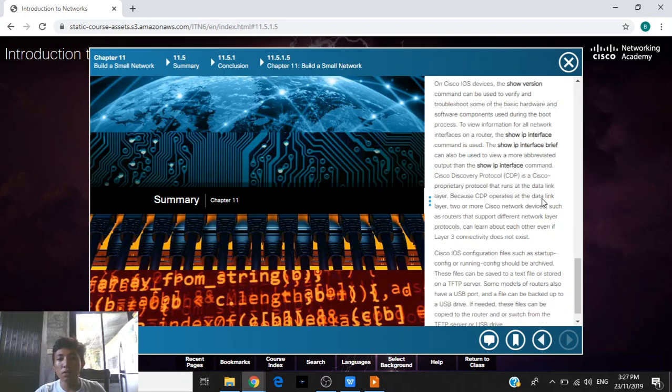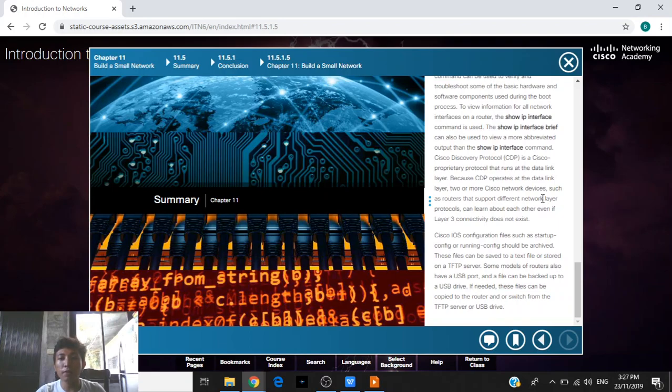Cisco Discovery Protocol, or CDP, is a Cisco proprietary protocol that runs at the data link layer. Because CDP operates at the data link layer, two or more Cisco network devices, such as routers that support different network layer protocols, can learn about each other even if Layer 3 connectivity does not exist. Cisco IOS configuration files such as startup-config or running-config should be archived. These files can be saved to a text file or stored on TFTP servers. Some models of routers also have a USB port, and files can be backed up to a USB drive if needed. These files can be copied to the router or switch from the TFTP server or USB drive.